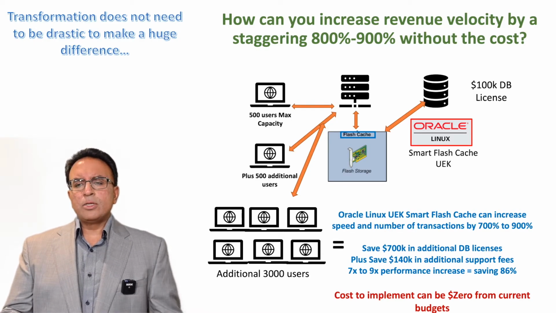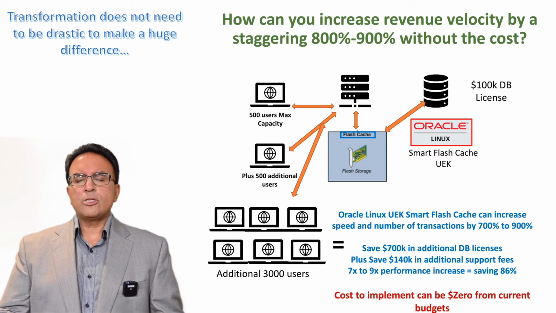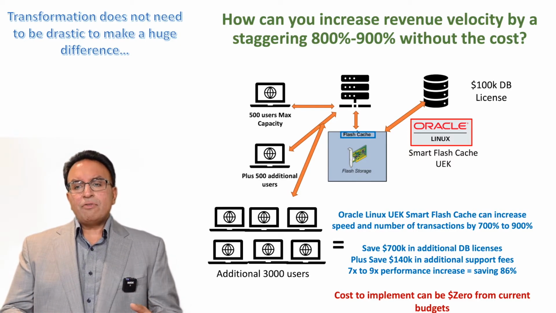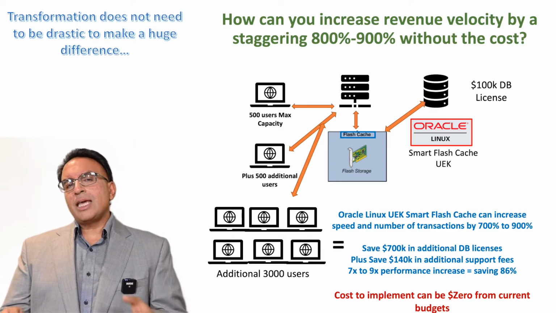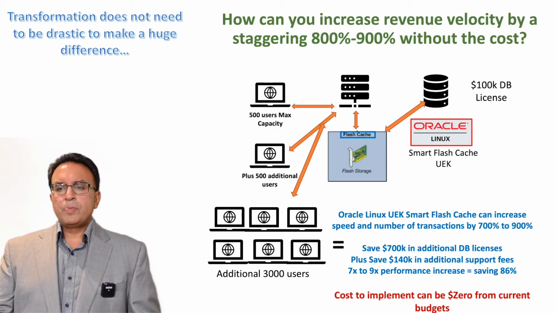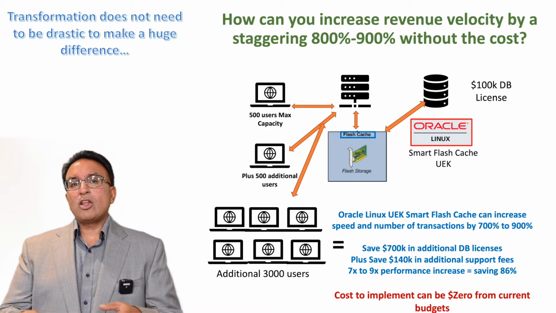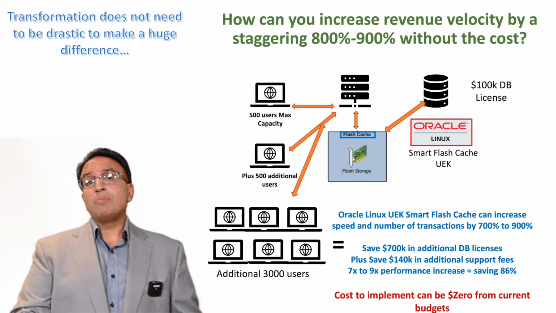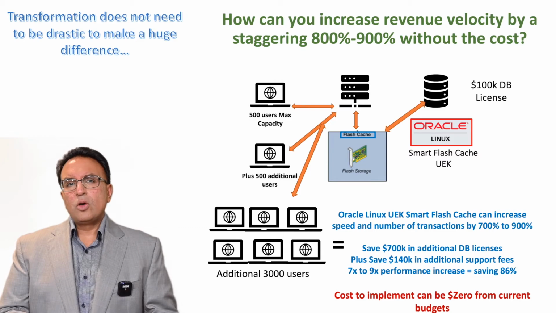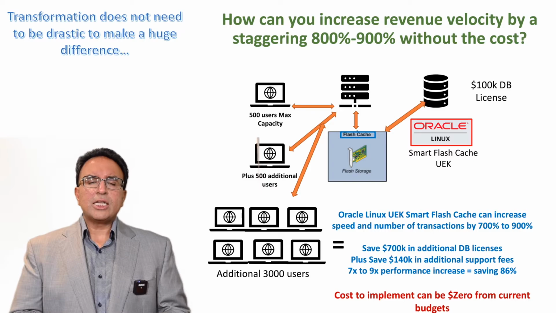So in this example, with Smart Flash Cache turned on, you can increase the speed and the number of transactions in the same time by 700 to 900%, depending on your application. You save $700,000 in additional database license fees by my example, just by implementing this. And you get a 7 to 9x performance increase, saving 86% on support fees, because you just don't need to buy those licenses anymore. What's even more interesting is most Oracle databases run on some form of Linux today.